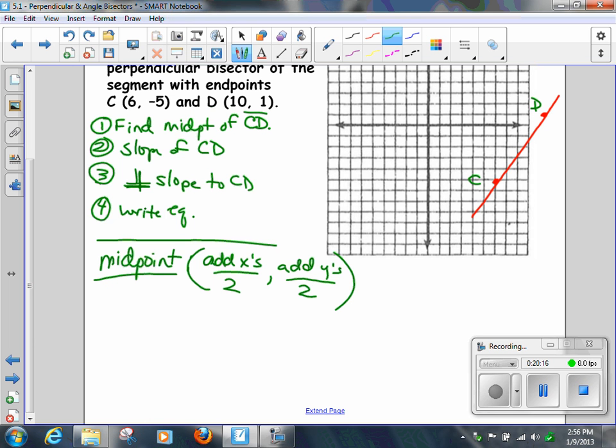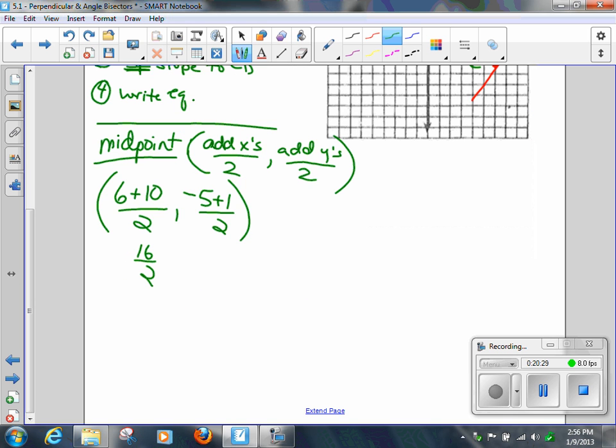My x's are 6 and 10, divided by 2. My y's are -5 and 1, divided by 2. We get 16 divided by 2, -4 divided by 2. When you simplify, what's the midpoint? 8, -2, right? Do you buy that?